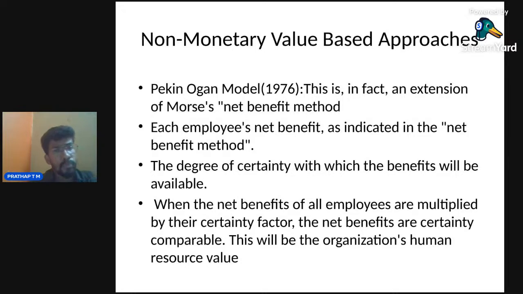This is what we call a monetary value based approach. So next one is the non-monetary value based approaches. In the non-monetary value approaches, we have two methods. One is the Pekin-Ogan model, which was introduced in the year 1976.